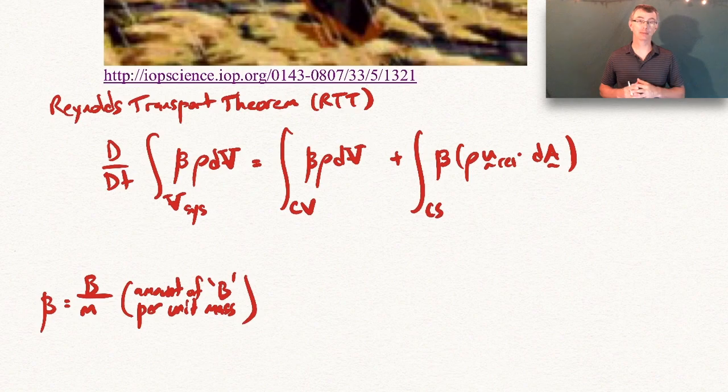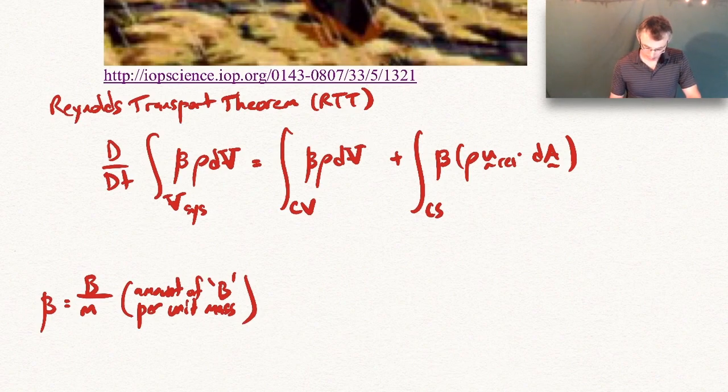Another example of a transportable quantity might be the total energy of a little piece of fluid. We can move a piece of fluid around that has its own energy, and so in that case, B would be the total energy, and then beta would be the energy per unit mass, or specific total energy. So those are some examples where we could apply the Reynolds transport theorem. So B here is just meant to be some arbitrary quantity, and beta is that quantity per unit mass.